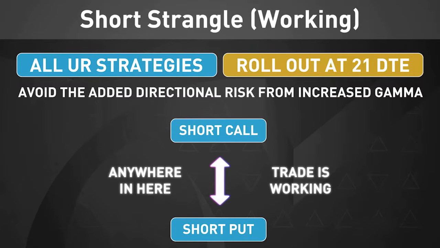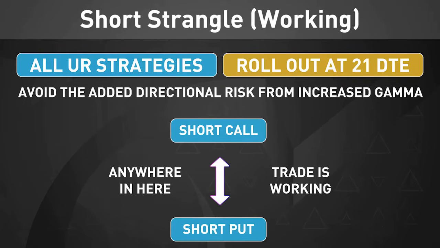You can keep the same strikes. You can even move the strikes up and down. Like, there's a couple different ways that you could handle this. But either way, it's time to go ahead and move this guy out. Doing so allows you to avoid the increased gamma in the position that comes near expiration. This is important to avoid because more gamma means more directional bias. That's not something that we want to voluntarily sign up for.